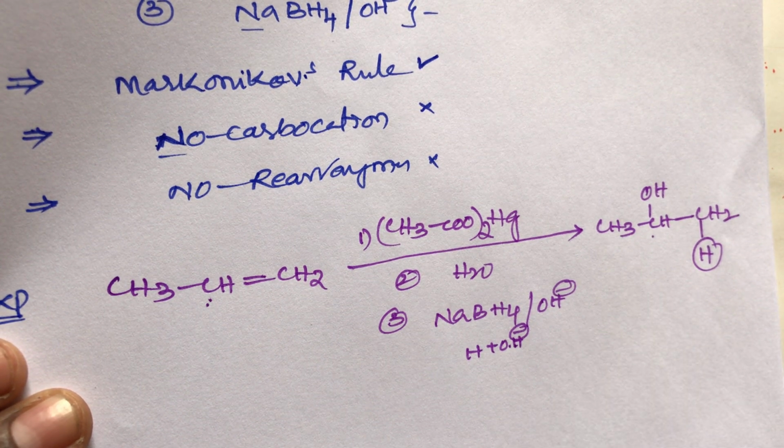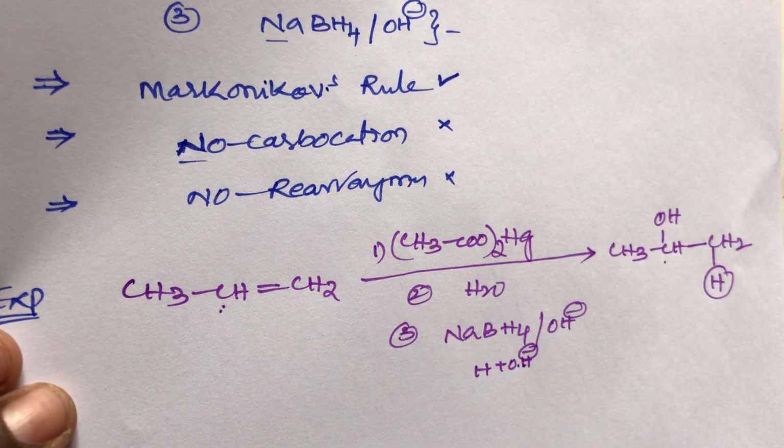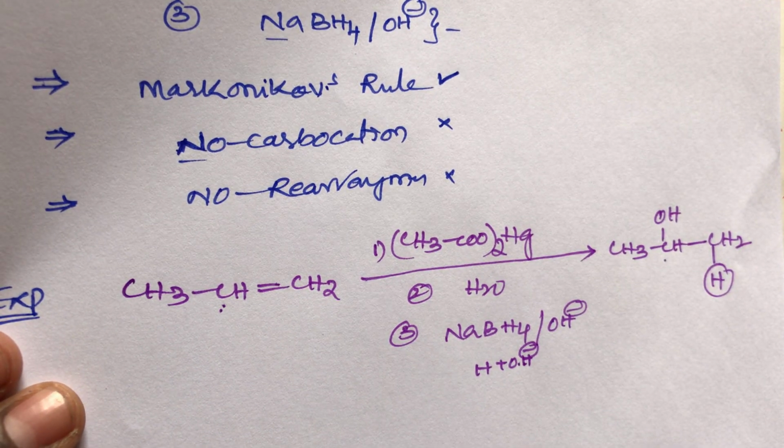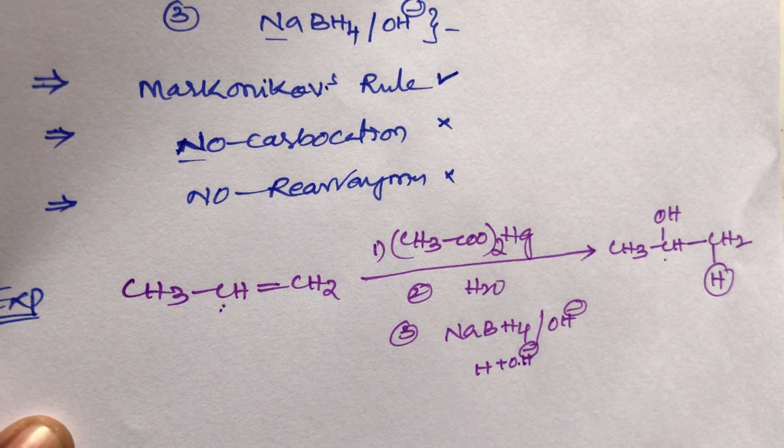It is also an anti-addition reaction. It is very important, student. Oxymercuration, demercuration belongs to anti-addition reactions. This is the simple trick, student. What are the reagents? Mercuric acetate, water, and sodium borohydride. It is a two-step reaction.